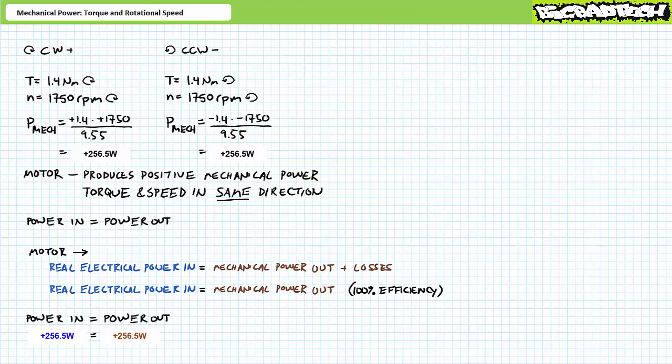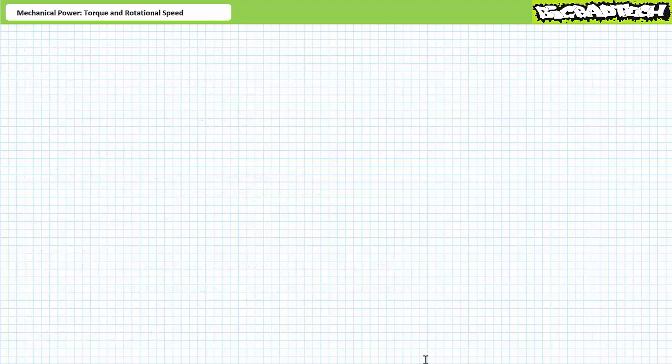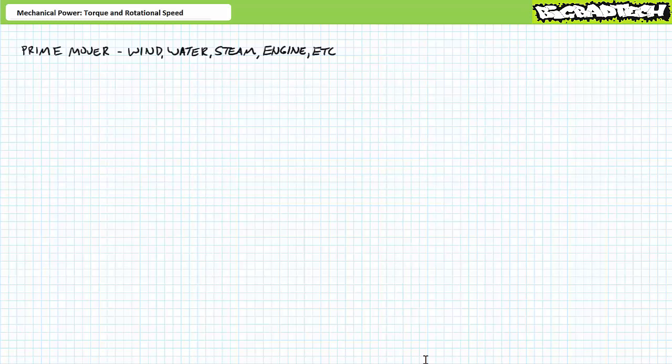Tracking so far? Clockwise is positive, counterclockwise is negative. Motors always produce positive mechanical power and always consume positive electrical power. Let's now discuss the other nature of rotating electrical machines, generators. Generators are driven by prime movers like expanding steam, falling water, rotary engines, or moving wind. Most people can conceptually accept the fact that motors consume electrical power for torque and speed to come out.